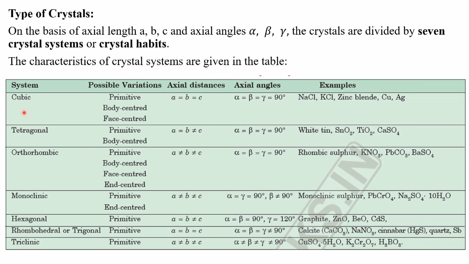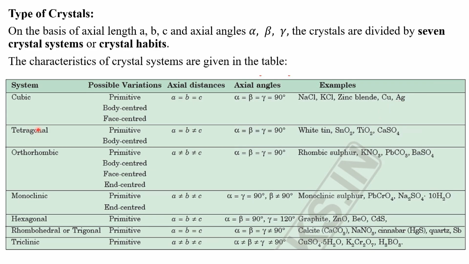First, if we consider the cubic system, it's quite obvious that the axial distances are a = b = c and the axial angles alpha = beta = gamma. The possible variations for a cubic lattice are primitive, body centered and face centered. Examples: NaCl, KCl, zinc blende, copper and silver.